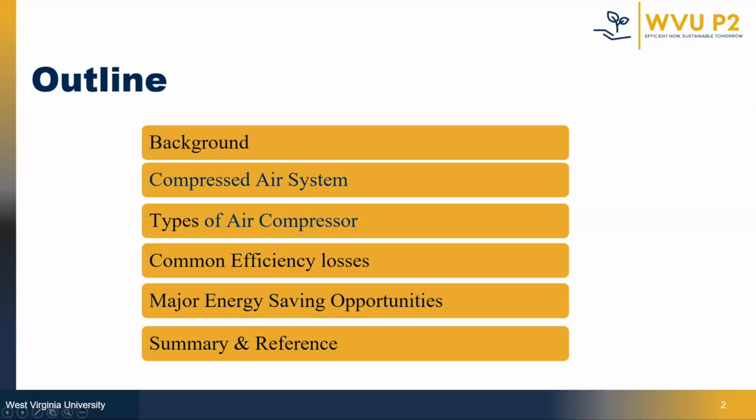Here is a quick look at what we will be covering today. We'll start off by understanding what a compressed air system is and go over its main components. Then we will look at the different type of compressors and how they operate. Next, we will explore some of the common efficiency loss, things like leak and pressure drop that can really impact performance. After that, we will highlight some energy saving opportunities on the compressed air system.